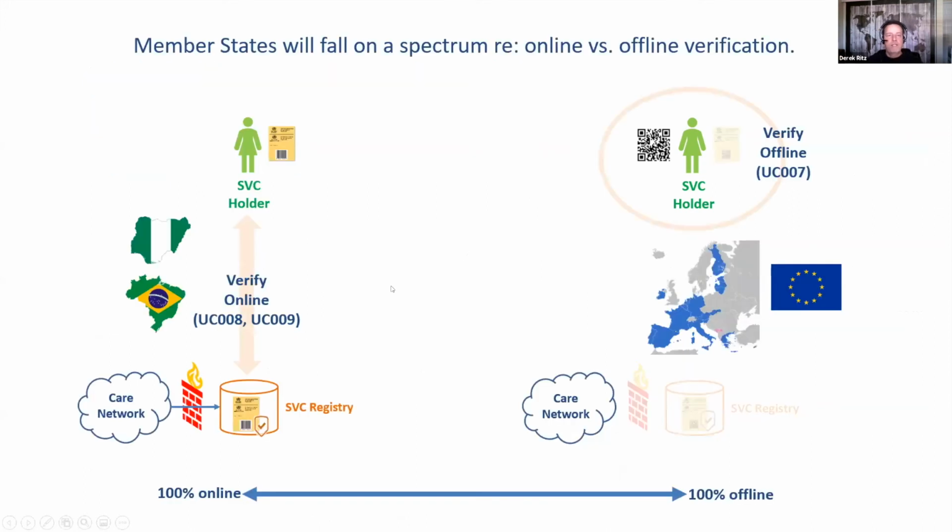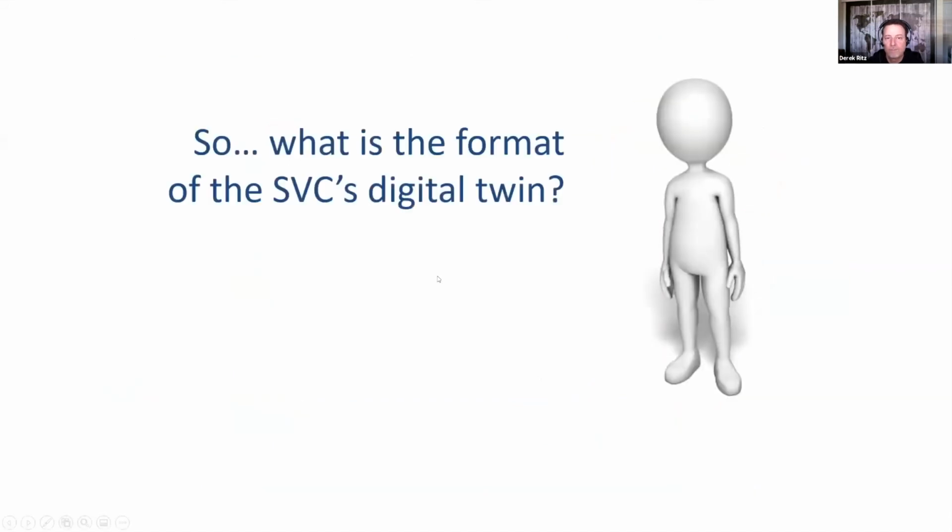We expect member states will fall in a spectrum. Some we already know are favoring a 100% online approach. So Brazil is already using that for their e-yellow cards. Nigeria is using a 100% online solution in the same way. In fact, the African Union seems to be favoring a 100% online solution. At the other end of the spectrum, the Europeans are favoring a 100% offline solution that will rely in its entirety on the 2D barcodes.